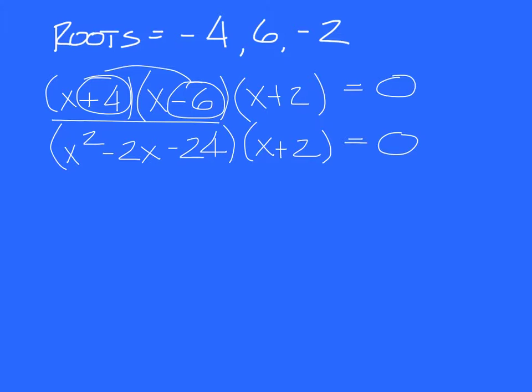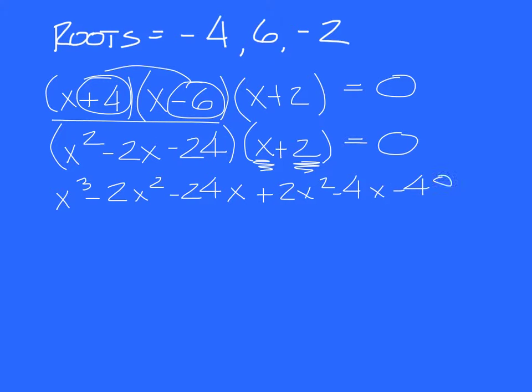Once you get to this spot, you need to multiply that first set by x from right here. So do x to the third minus 2x squared minus 24x. But don't put parentheses around that because you still need to multiply through by the 2 now from this 2 here. So that would be plus 2x squared minus 4x minus 48. Now it's all equal to 0, and you just have to simplify.